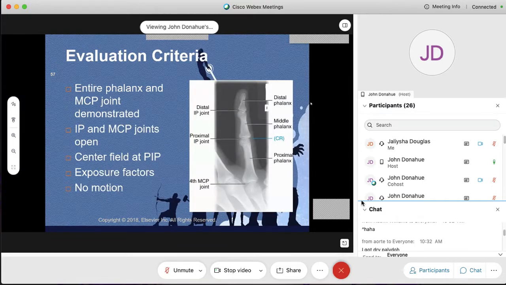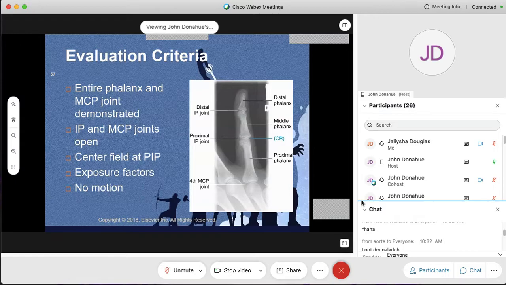All right, so evaluation criteria for an oblique finger. We do want the entire phalanx and the MCP joint specifically to be demonstrated. That is one of the reasons we do an oblique of a finger, by the way, is to open up those joint spaces a little wider in case there is a problem going on with the joints. The radiologist can get a clearer view of those joint spaces. So that's the IP and the MCP joints specifically that we're going to open up with those obliques.